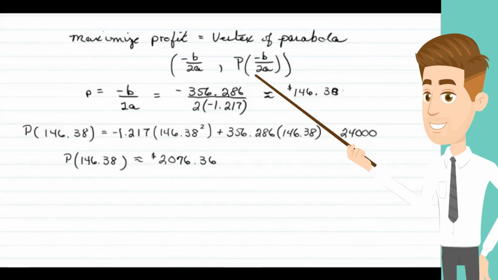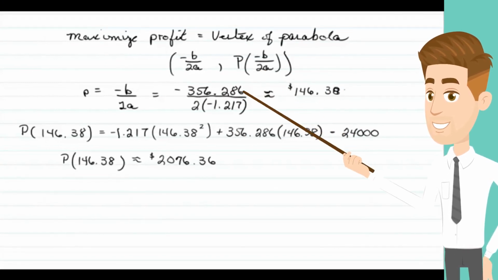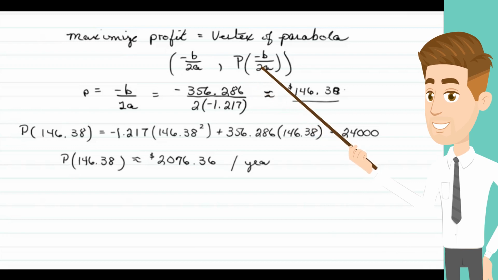So by using our formula for the vertex, we find that our price is going to be equal to $146.38. And if we plug that back into our profit function and simplify, we see that our maximized profit is going to be $2,076.36, and this is per year.